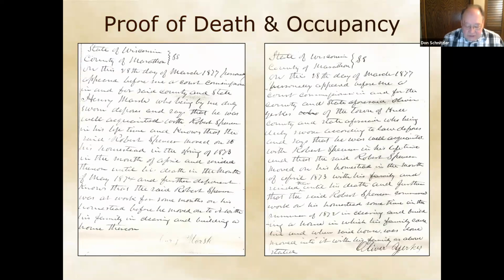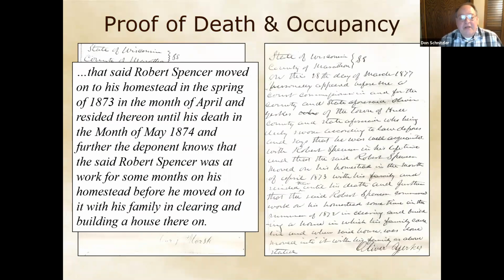Again, there were some other neighbors that had to file proof here. And what we have is that said Robert Spencer moved onto the homestead in the spring of 1873 in the month of April. One of the things that's unique about their particular piece of property is when Robert Spencer homesteaded the property, they lived in Unity. They lived just north of County Trunk P, where it intersects with Highway 13 going north. And right across the road was the railroad property, the railroad line going through. And so they had a really nice piece of property that they acquired as part of this homestead process.